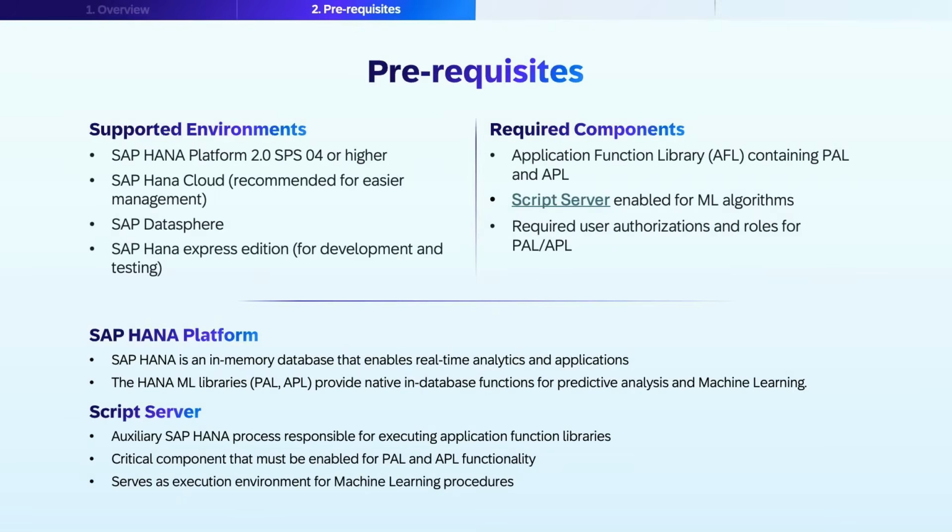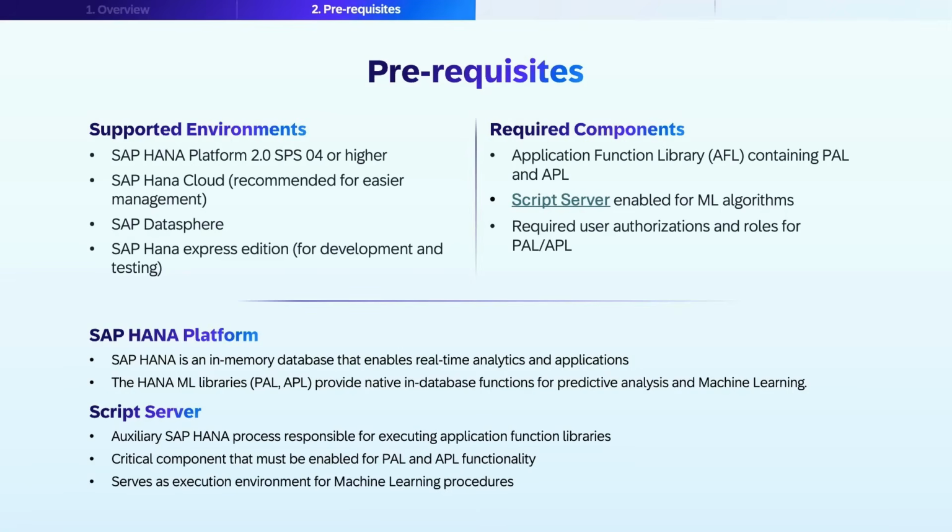Before implementing regression solutions, let's cover the necessary prerequisites. You'll need SAP HANA Platform 2.0 SPS 04 or higher, or preferably SAP HANA Cloud for easier management. SAP DataSphere or Express Edition can also be used for specific scenarios. Application Function Library contains Predictive Analysis Library and Automated Predictive Library components. Script Server enabled for executing ML algorithms.